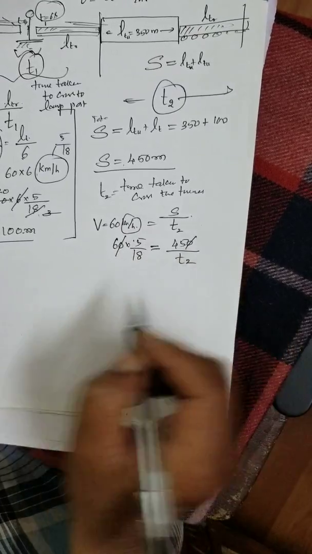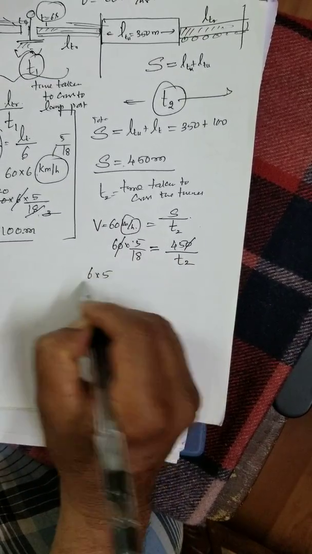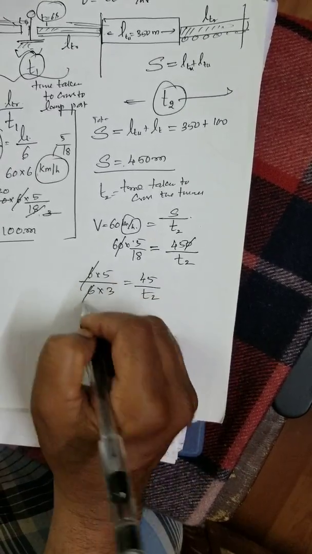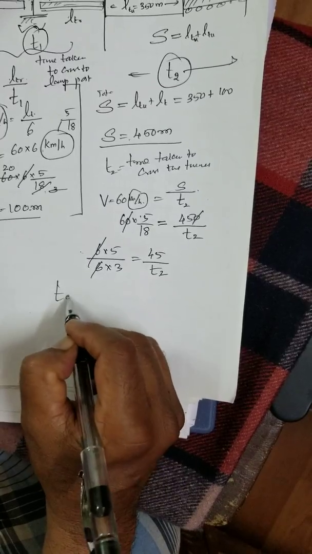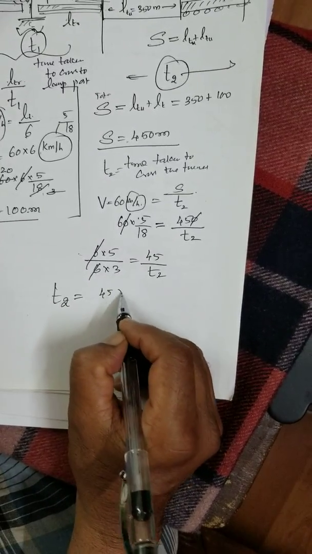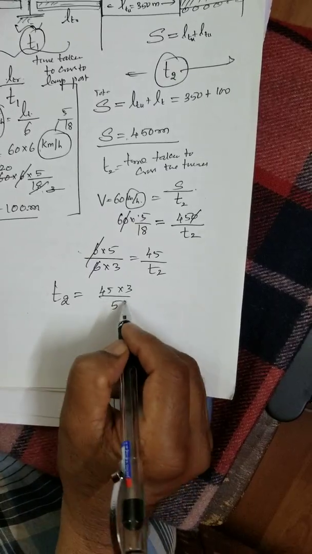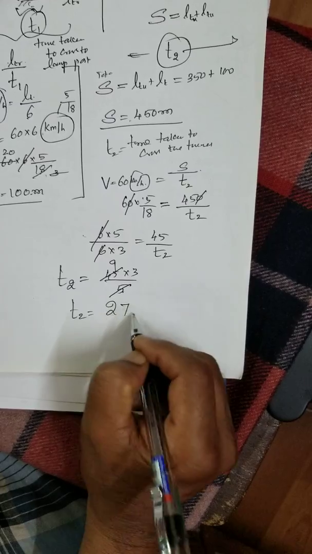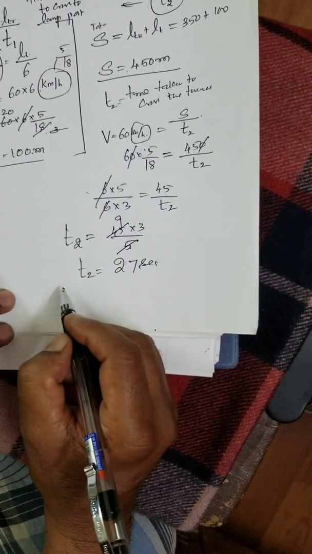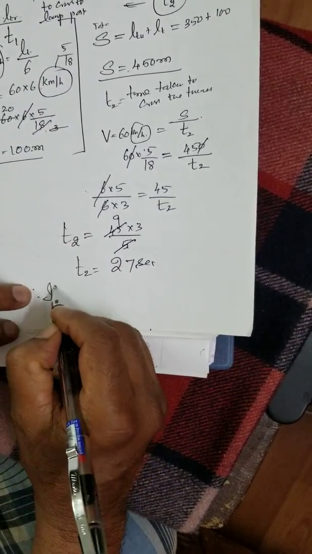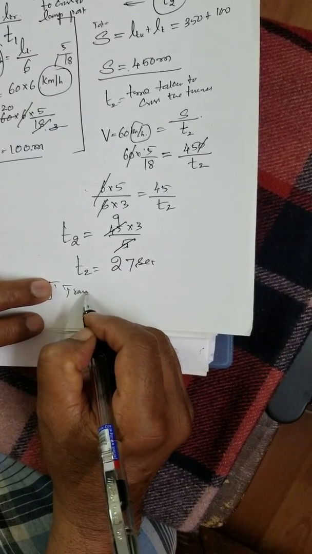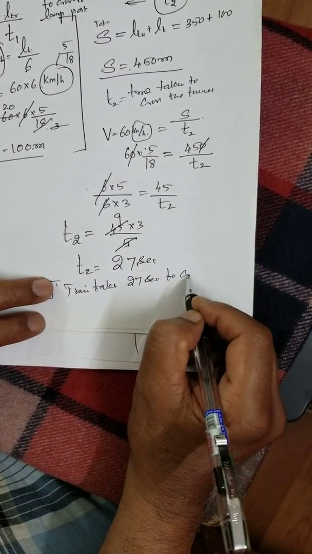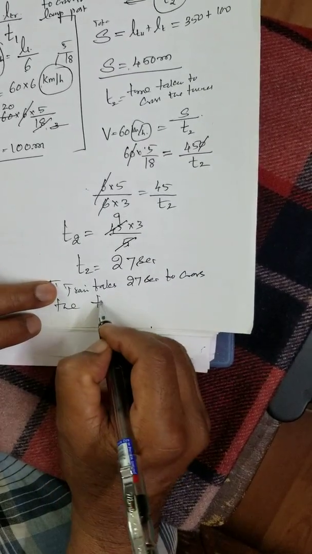Now the 2 0 0 get cancelled. 6 into 5, 6 into 3 is equal to 45 by T2. Cross multiply. T2 is equal to 45 into 3 by 5, 9, 27 seconds. Therefore, the train takes 27 seconds to cross the tunnel.